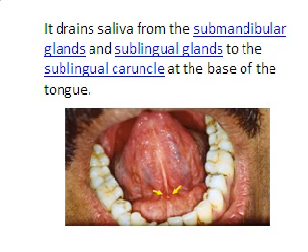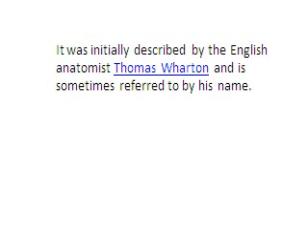The Wharton's duct drains saliva from the submandibular and sublingual glands to the sublingual caruncle at the base of the tongue. And this is the sublingual caruncle at the base of the tongue. The Wharton's duct was initially described by the English anatomist Thomas Wharton and therefore referred to by his name.